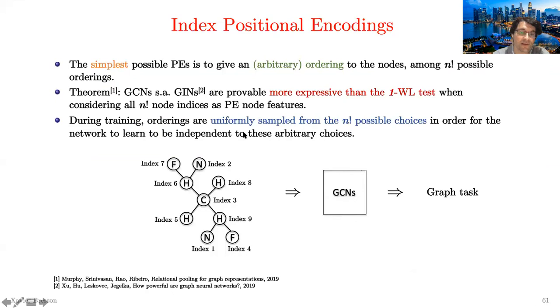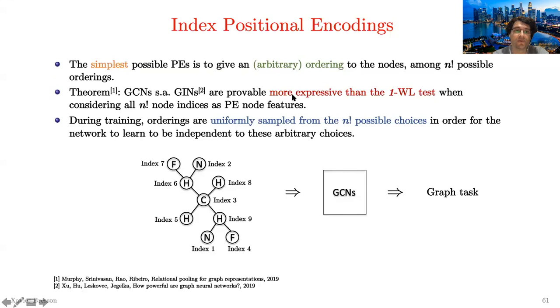So if you have a graph like this, you can have this indexing of the nodes. So this is the index 7, the index 2. The number of possible indexings of the nodes is n factorial if you have n nodes. There is this theorem by Bruno Ribeiro and his co-author that you can take any GNN, and if you use the index positional encodings, you can actually improve the expressivity of your GNN.